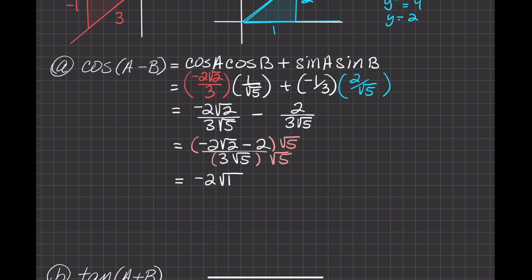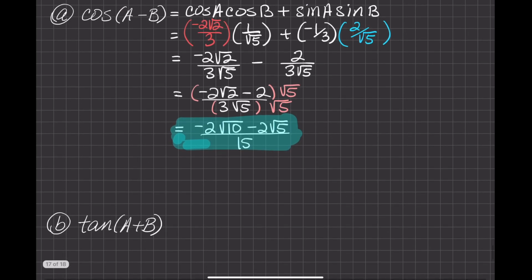But we have square root of 5 times the square root of 2 is the square root of 10. And now we have a minus 2 square root of 5 over, now the square root of 5 times square root of 5 is 5, and 5 times 3 is equal to 15. And that is our answer to example number 1.